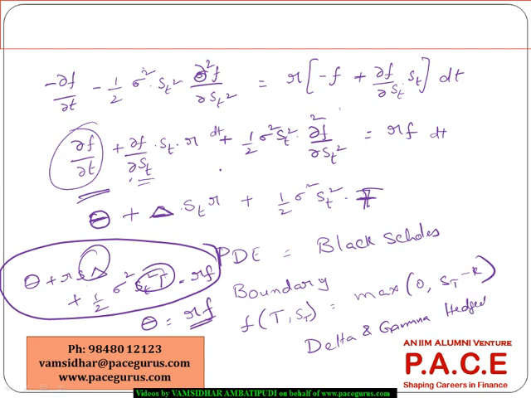The major part is either I could use the equation directly or I derive a partial differential equation which talks about the change in the price of the option, using this Ito's lemma kind of a scenario.